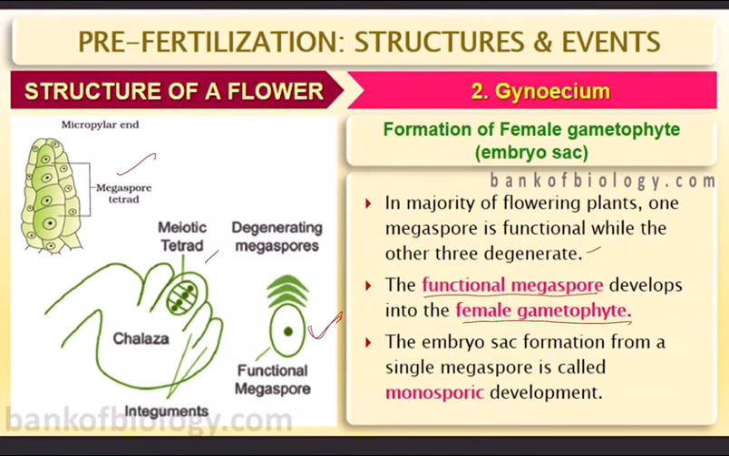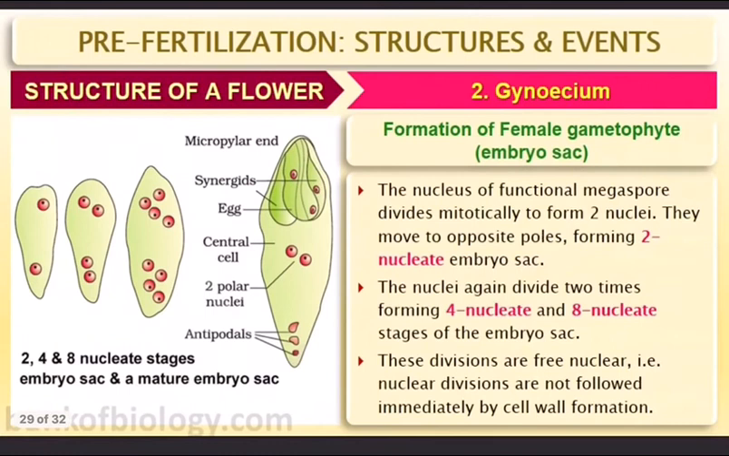Now out of the 4, look at this. Only 1 is surviving. The one that survives is the functional megaspore. The other 3 degenerate and become food for this functional megaspore. So this is how the functional megaspore is formed. The embryo sac formation from a single megaspore is called monosporic development. Since there is only one functional megaspore, it is a monosporic development.